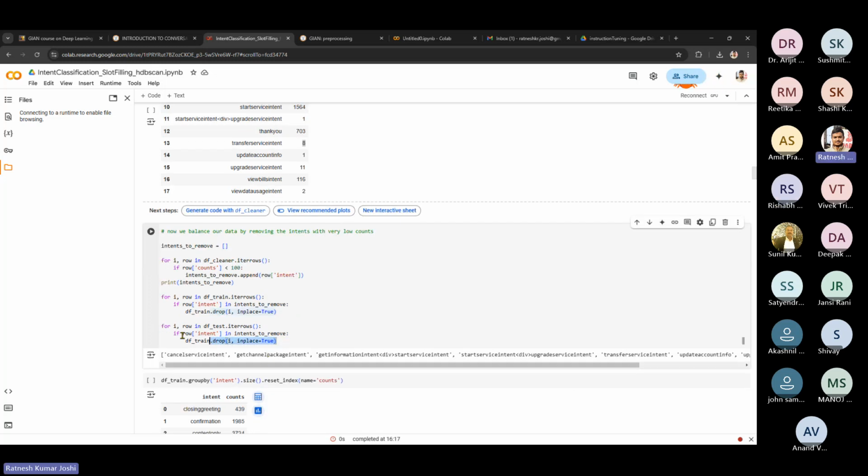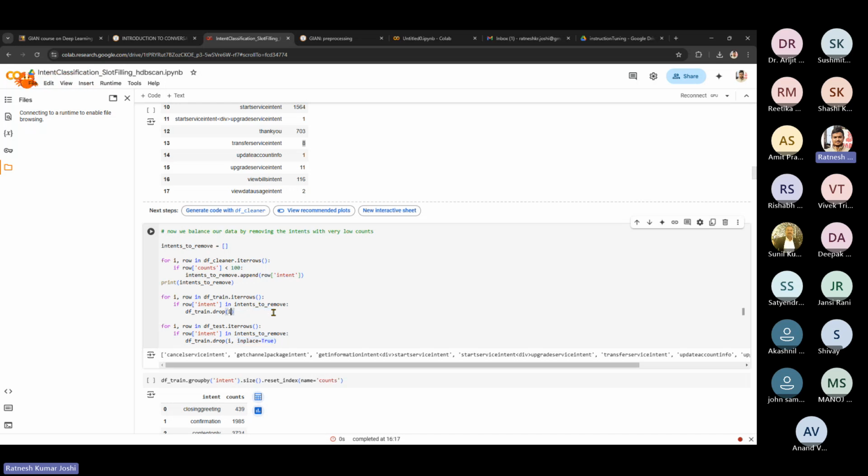And then we do this again for the test set, right? For the training set and the test set, we remove all the intents that we are not interested in. And these intents would be the intents that have less than 100 samples, right? And this inplace is a special method.